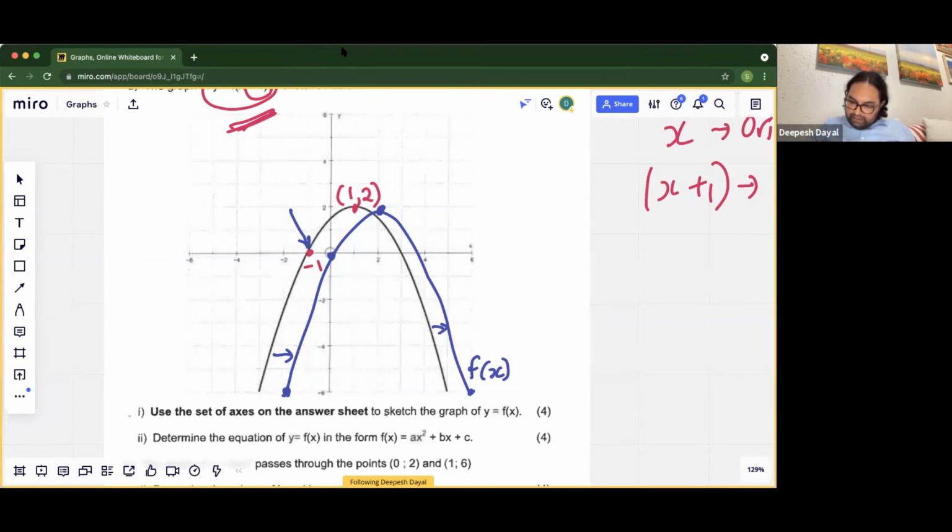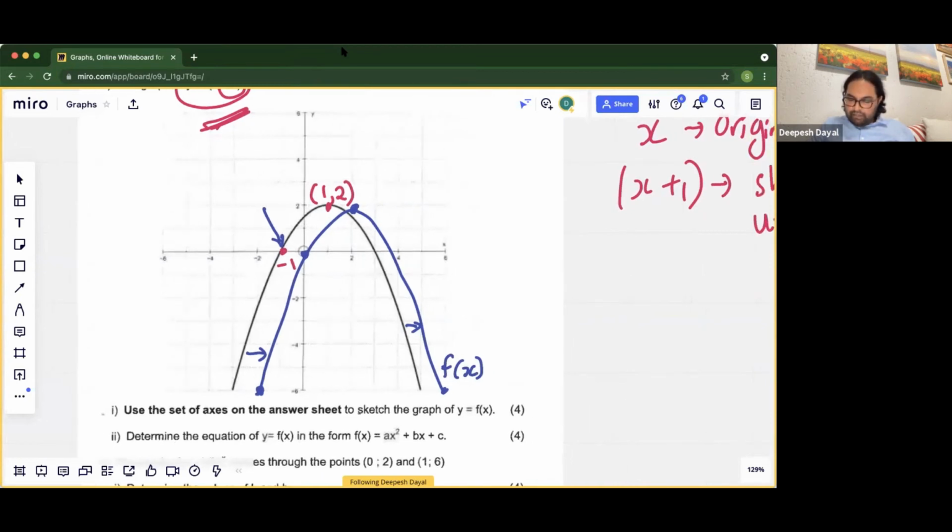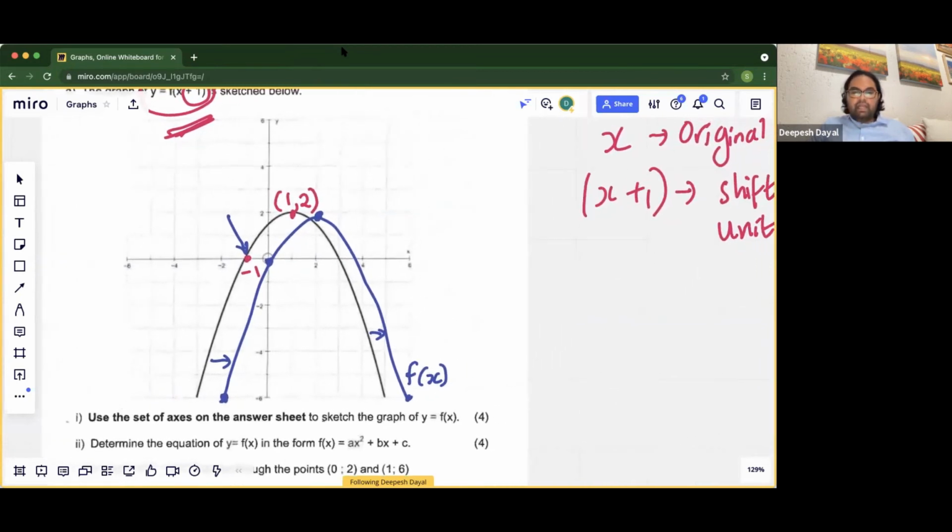And then it says determine the equation of f(x) in the form f(x) = ax² + bx + c. So we need to find this equation of f(x). We had done this a while back when we were doing the first part of parabola. How do we find the equation of f(x) in this form, ax² + bx + c?